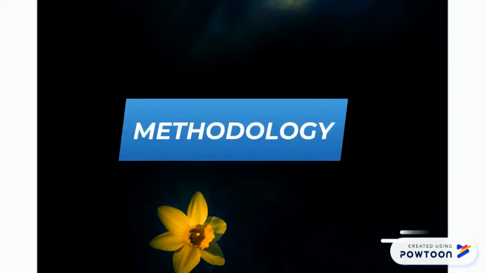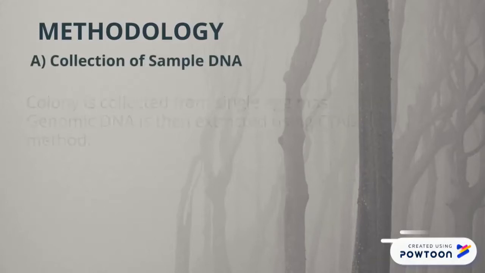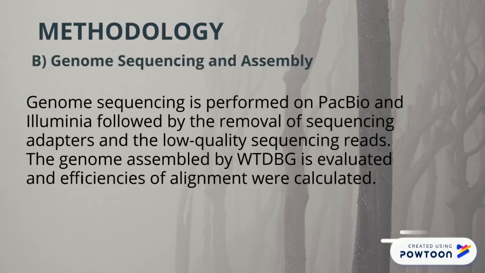For methodology, for sample DNA collection, a colony is collected from a single egg mass. Genomic DNA is then extracted using the CTAB method. Genome sequencing and assembly: genome sequencing is performed on PacBio and Illumina, followed by the removal of sequencing adapters and low-quality sequencing reads. The genome assembly by WTDBG is evaluated and the efficiency of alignment is calculated.